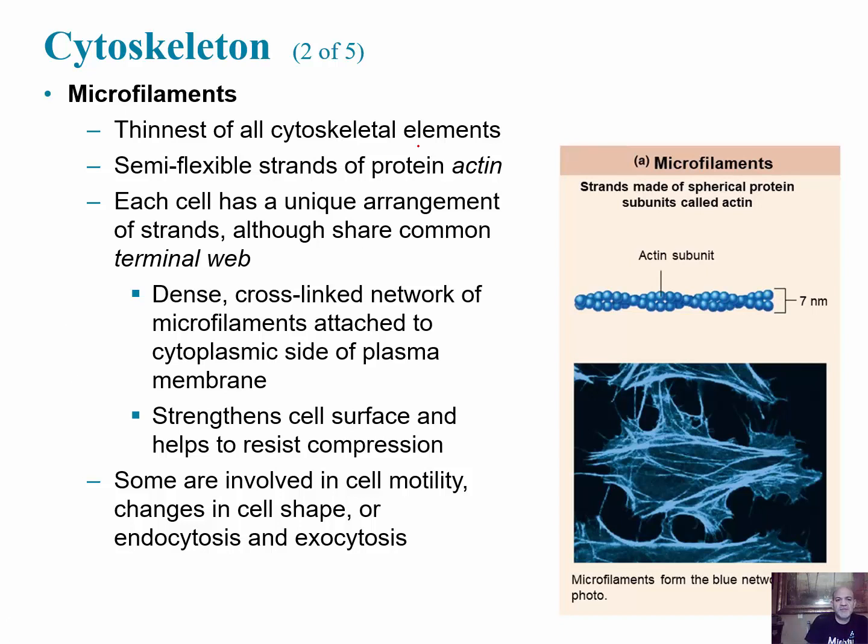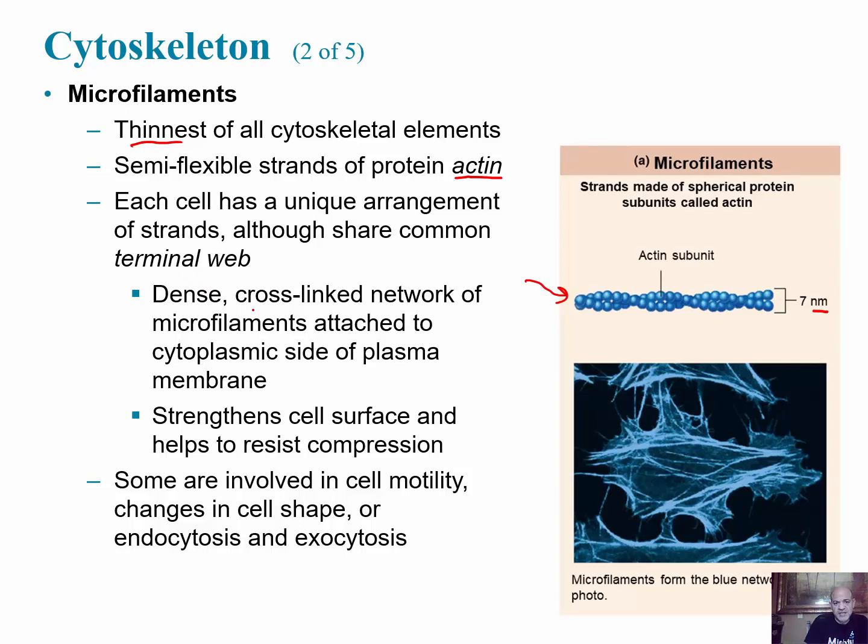Looking at the first one, the microfilaments, these are going to be the thinnest of the cytoskeleton elements. They are semi-flexible strands of a protein called actin. You can see the image here on the right. It shows they're about 7 nanometers in thickness, and it's made of 2 strands of actin subunits. Now each cell has an arrangement of strands of this kind, and they all share a common terminal web.